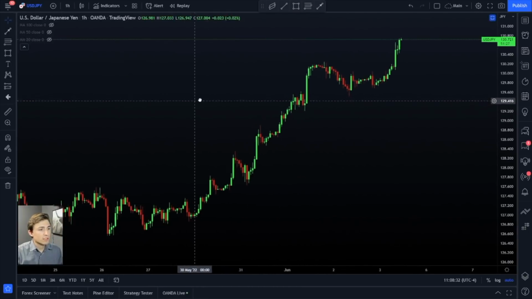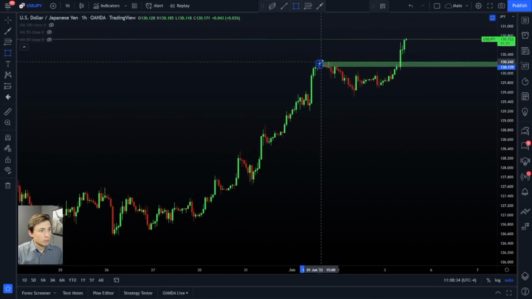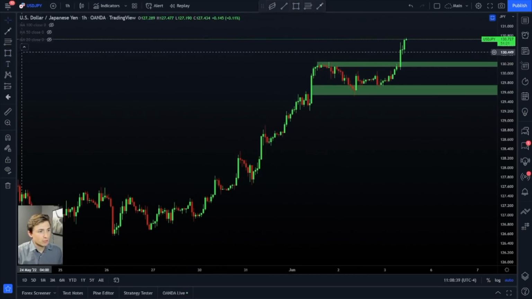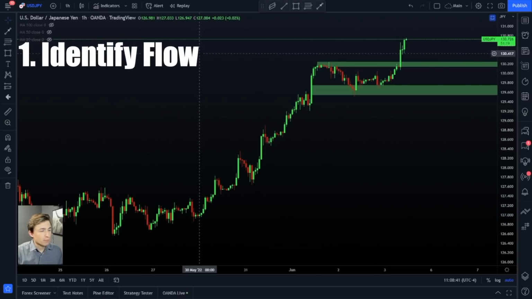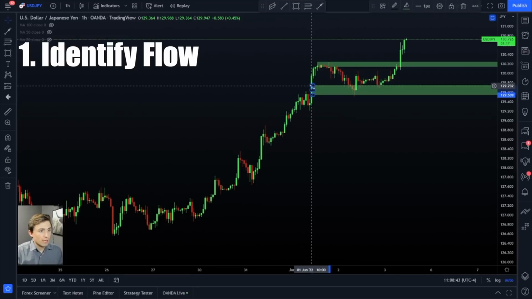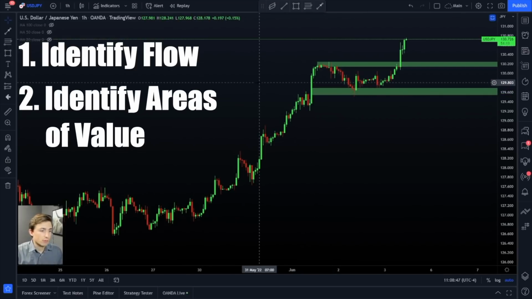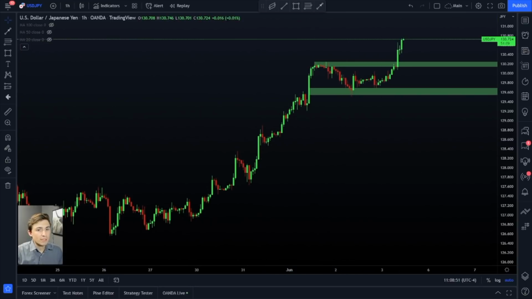So when we look at this and we say, okay, if we're looking for longs, where do we go long? This is where you start using price action. The first step in price action is identifying flow. The second step is identifying areas of value, which we'll talk more about in the next episode. But just a brief idea: if a market is trending higher, we are looking for buys. If a market is trending lower, we're looking for sells.